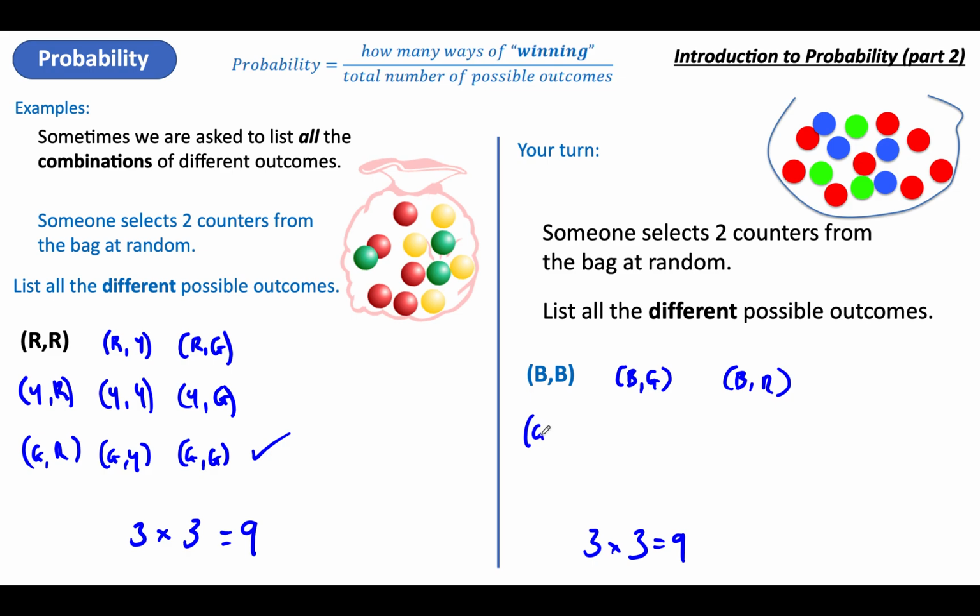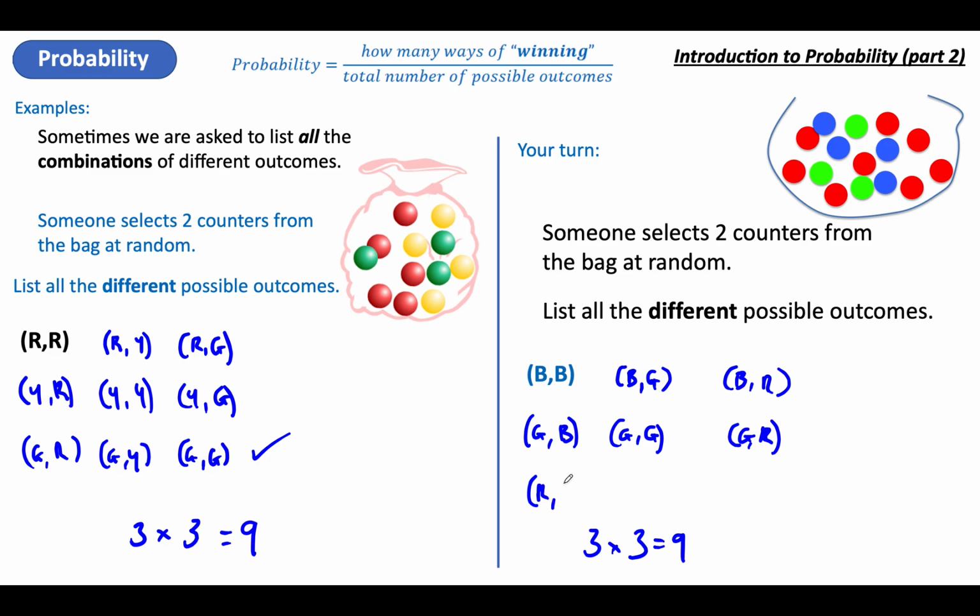Now, we've done all the ones where we get blue for the first one. Let's go with green for the first counter. What are the 3 options for the second one? Well, again, it could be green and then blue. It could be green and then green. Or it could be green and then red. Okay, I'm trying to keep it systematic using my system of my 3 colours.